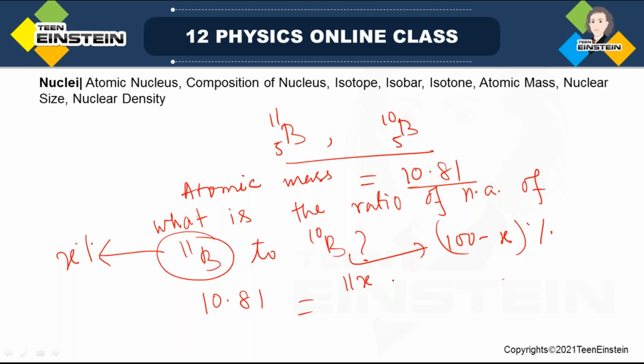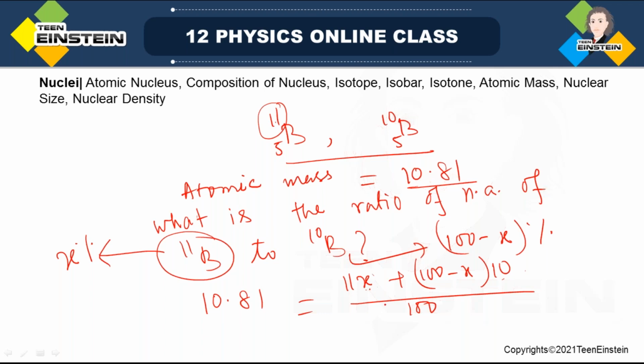Let us do that. So this is 11 into x plus (100 minus x) into 10. So whatever atomic number is given here, into the natural abundance, divided by 100. You have to add all of them, however many isotopes you have, multiplying their natural abundance with the mass number of all of these isotopes, and you have to divide by 100.